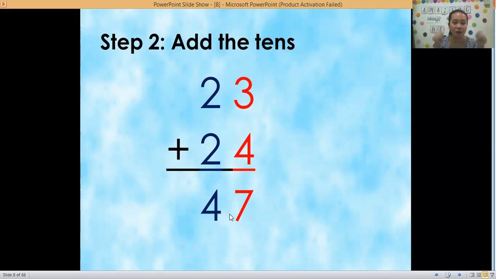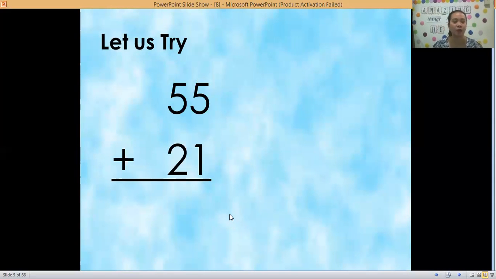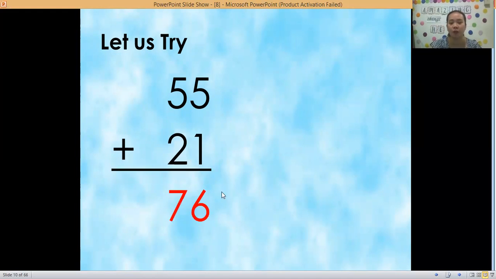So easy, right? Thumbs up if you think it's easy. That's right. Very good. Now, let's try. Can you please try? Ready? And go. What is the answer? Correct. The answer is 5 plus 1 equals 6 and 5 plus 2 equals 7. The answer is 76. Who got the correct answer?